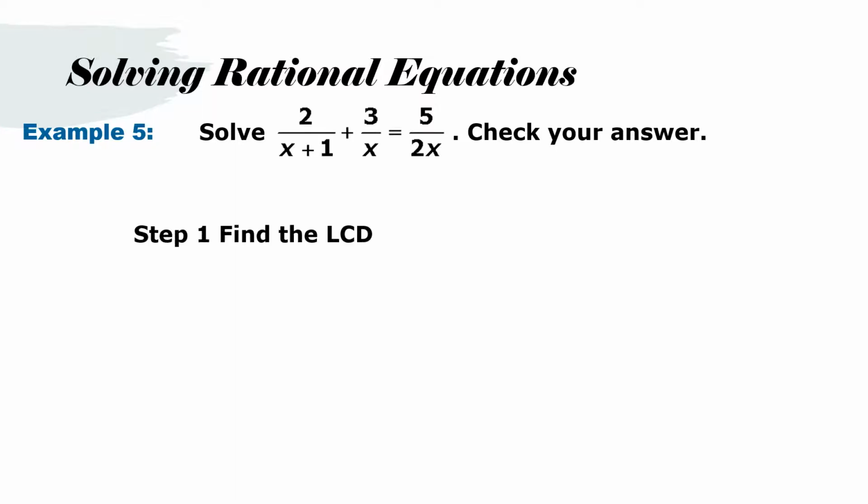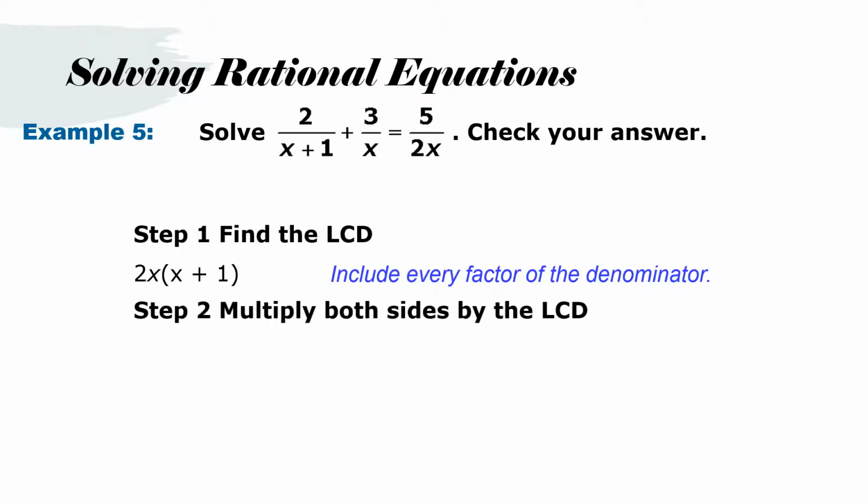To solve this one, step 1, let's first determine the LCD. Include every factor of the denominators. What is the factor of x plus 1? That's x plus 1. What's the factor of x? That's x. And what's the factor of 2x? That's 2 times x. Since x is a common factor of 2x, we're just going to have one x as a factor. So the LCD is 2x times x plus 1.